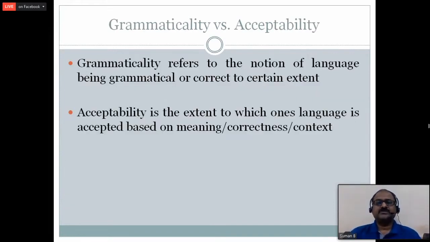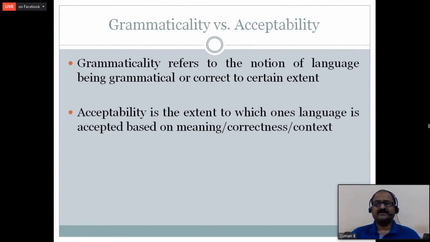Next, these two are important notions that we need to understand because they have some functional application when it comes to spoken discourses and written discourses. So what is grammaticality? Grammaticality refers to the notion of language being grammatical or correct to a certain extent. Now, what do I mean by grammaticality here? It's the notion of language being grammatical, the nature of language being grammatical.